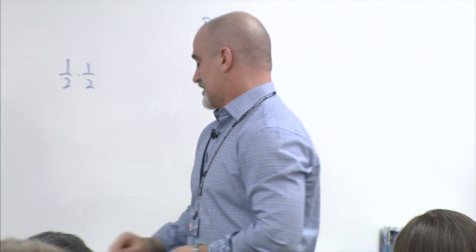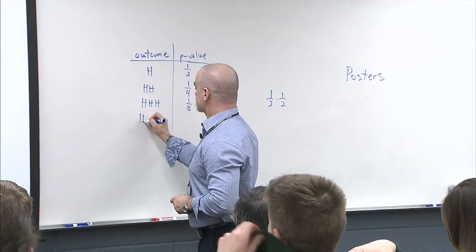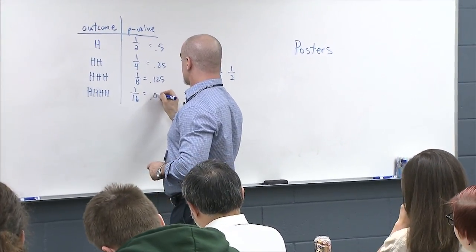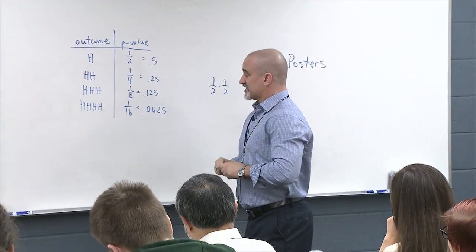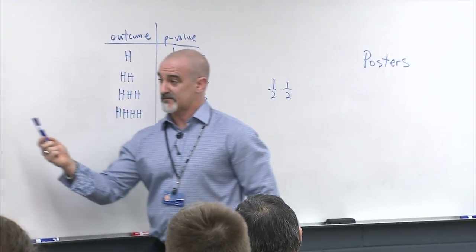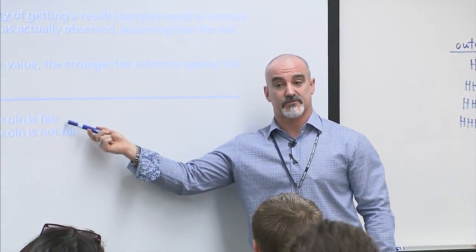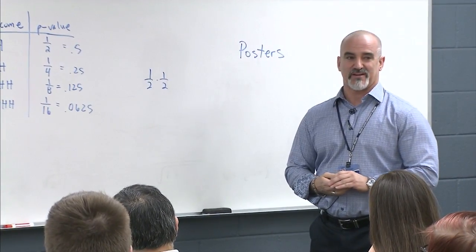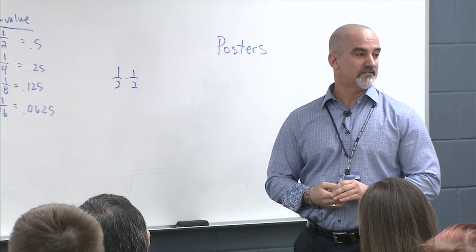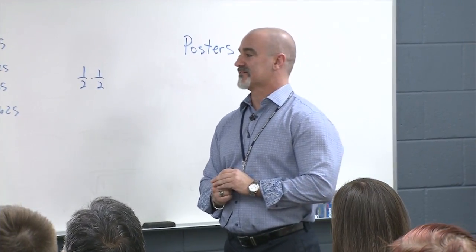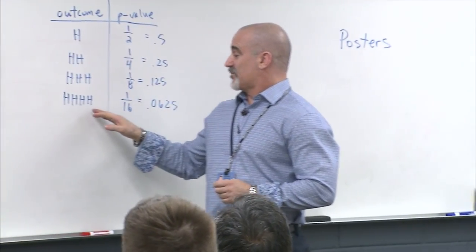Heads. Heads again. That's 1/16th, 0.0625. So remember what this is. The p-value is the probability we could get this outcome given that the null hypothesis is true. Anybody ready to say, wait a minute, something's not right with that coin? But regardless of the sequence, we always get the same value, don't we? Because we're always going to be multiplying by 1/2 no matter what.